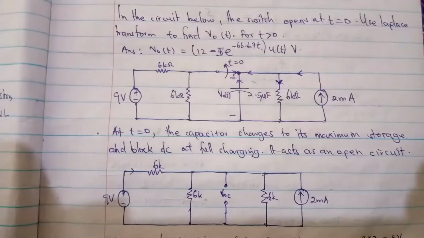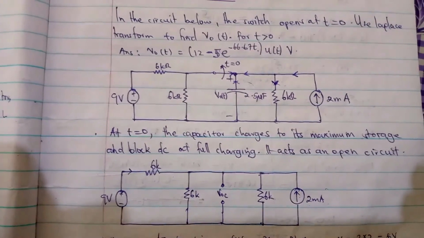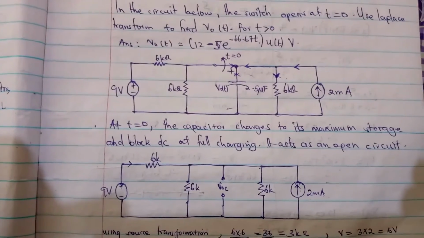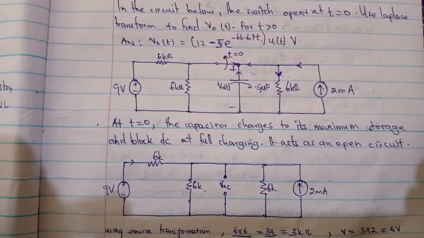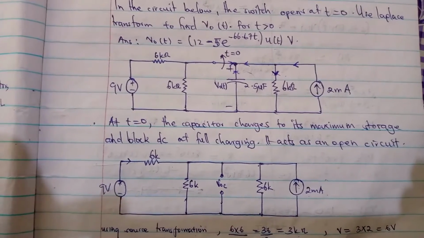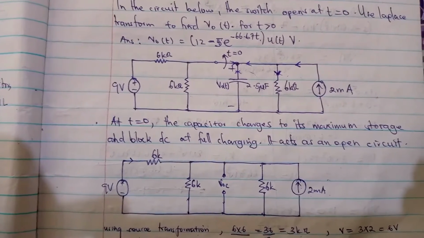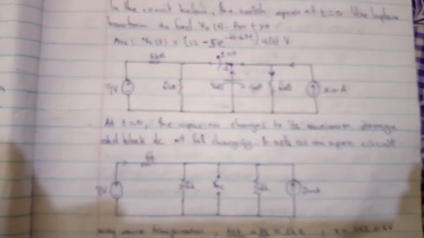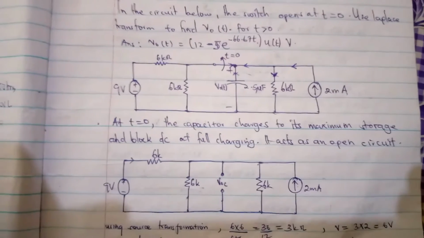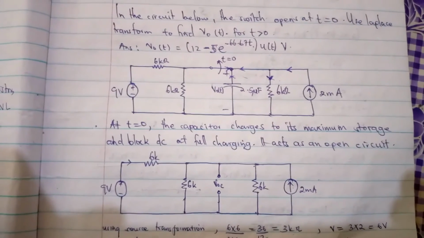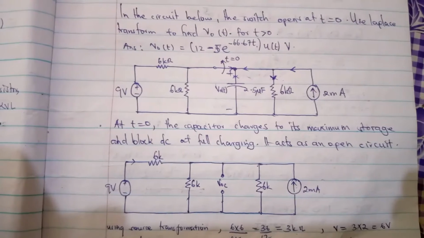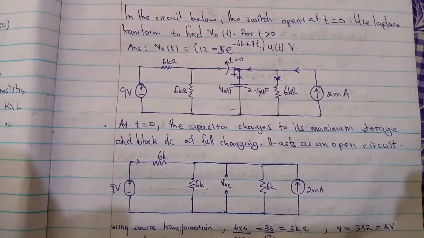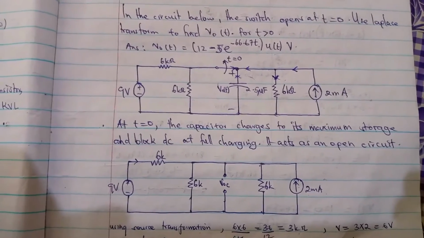In the previous example, we talked about the basic techniques of solving transient circuits. Today, I have brought you another technique of how you can solve these circuits in a simplified way. In the circuit above, the switch opens at time t equals 0, and they're asking us to use Laplace transform to find the output voltage at any time when time is greater than 0.